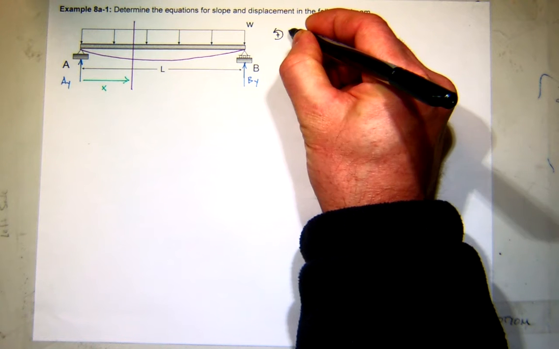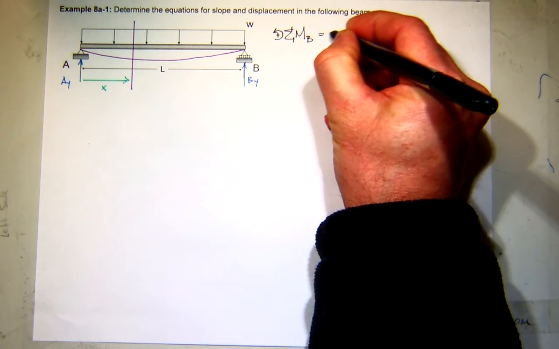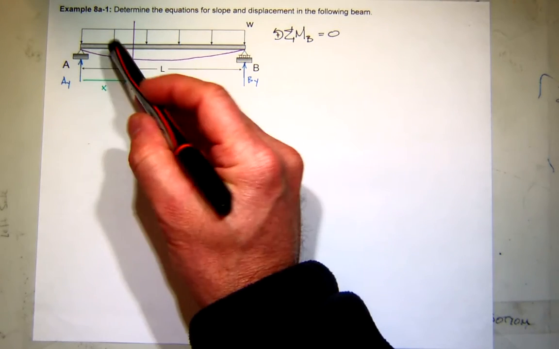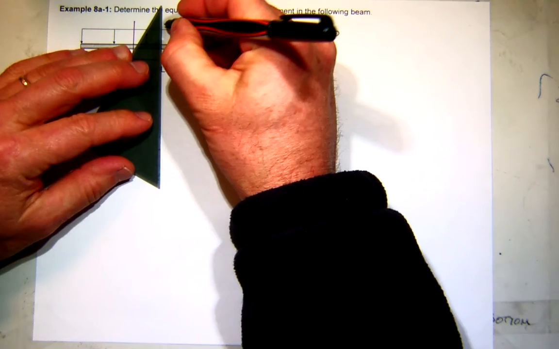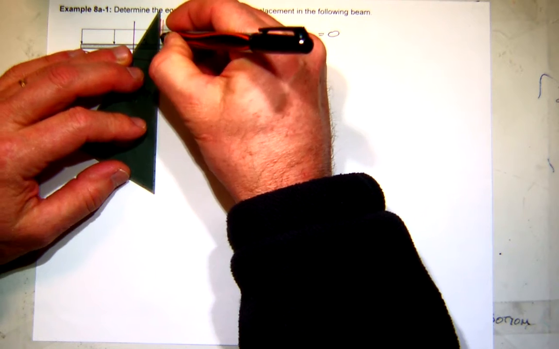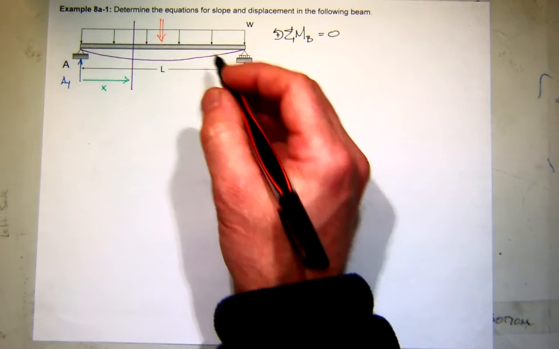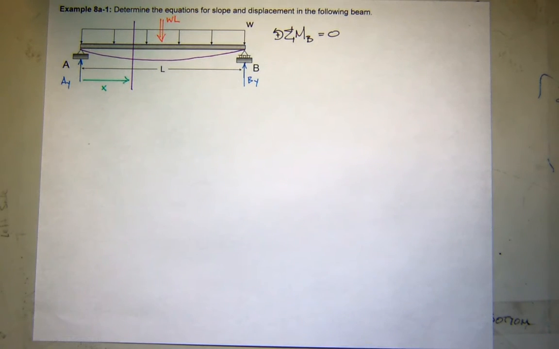I'm going to use right-hand rule for my sign convention, and sum moments at B and make sure it's in equilibrium. I want to do something with this distributed load to make it a little easier to handle, so I'm going to get the concentrated force equivalent. What is the value? Well, it's a rectangle, so it's base times height, which in this case is WL. And what's the distance from either end? It'll be L over 2, right?